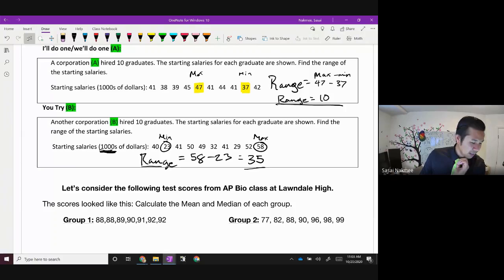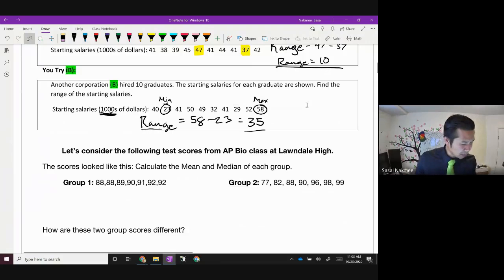All right. So in the last chapter, we learned how to calculate the mean and the median. So let's take a look here at these two. These are test scores, let's say. Let's consider these test scores from an AP Bio class at Lawndale High.